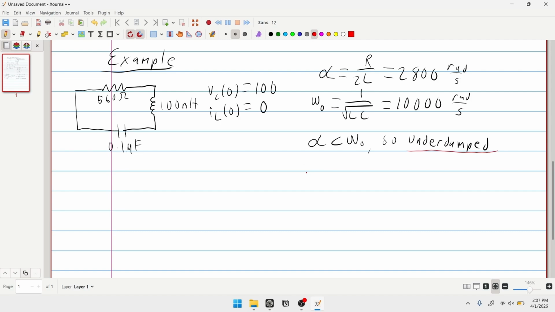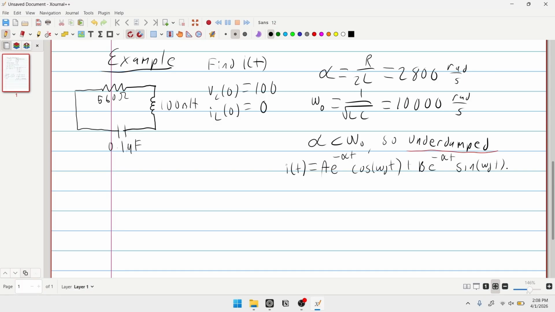Knowing that it's underdamped, we can now guess, or know, that the solution for I of t, we're solving for I of t, will be A e to the negative alpha t cosine WD, or the damped frequency, times t, plus B e to the negative alpha t sine WD times t.